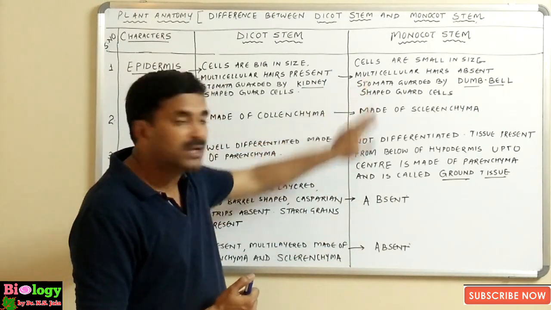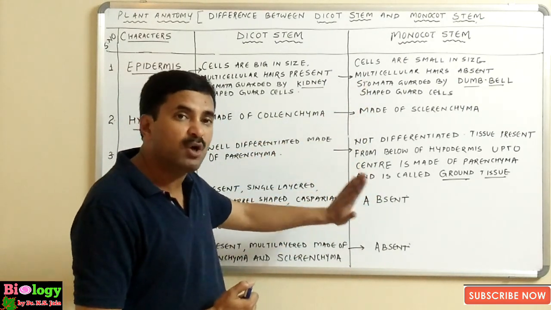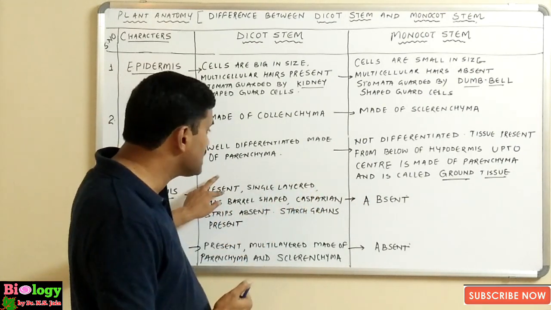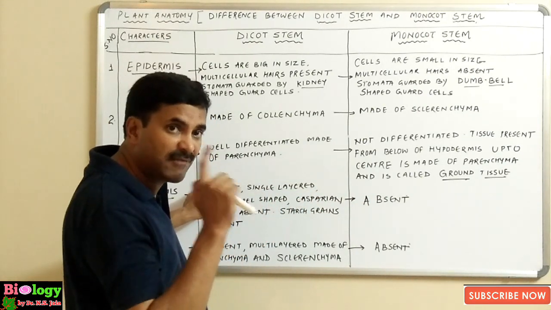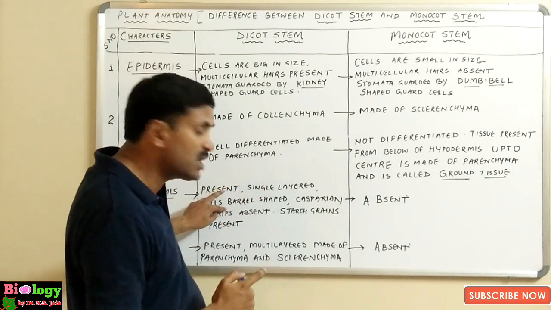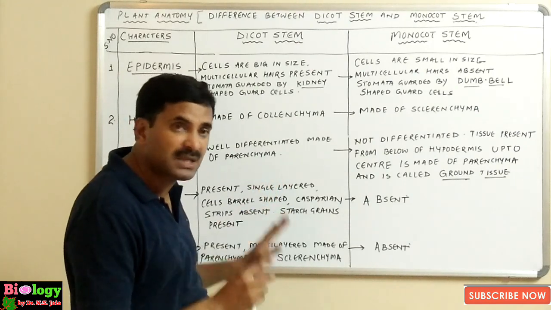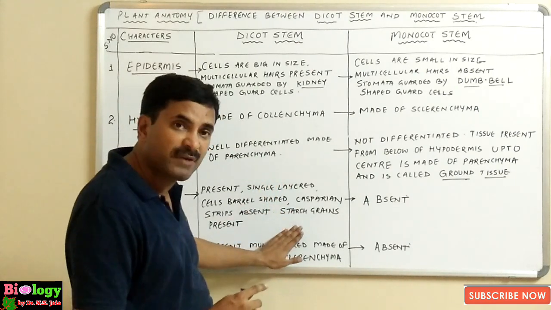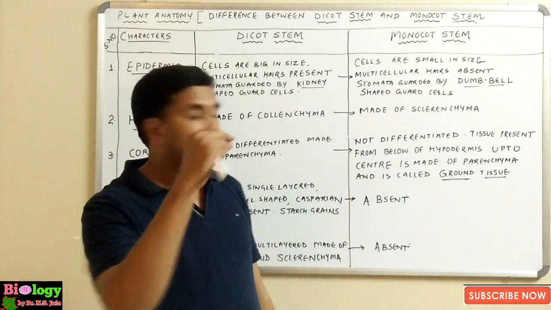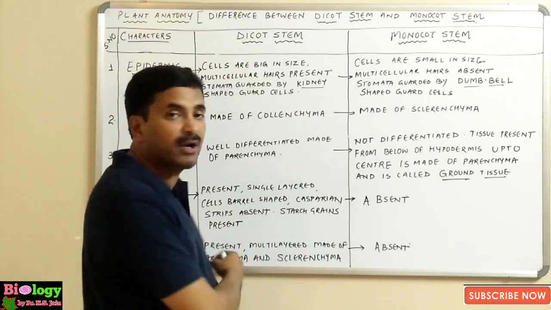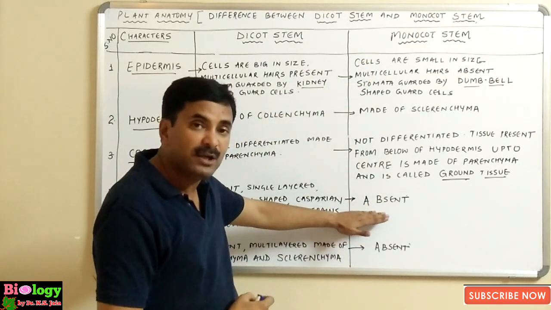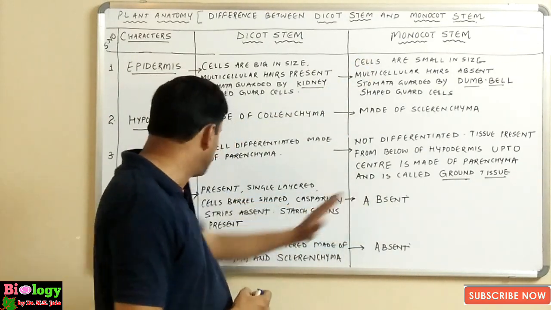But in the monocot stem the endodermis is altogether absent. So this is also a differentiating feature: endodermis is present here, though it is poorly developed. It is single layered, cells are barrel shaped, Casparian strips are absent, but starch grains are present. Because of the presence of starch grains, the endodermis can also be called the starch sheath, but in the monocot stem the endodermis is altogether absent.